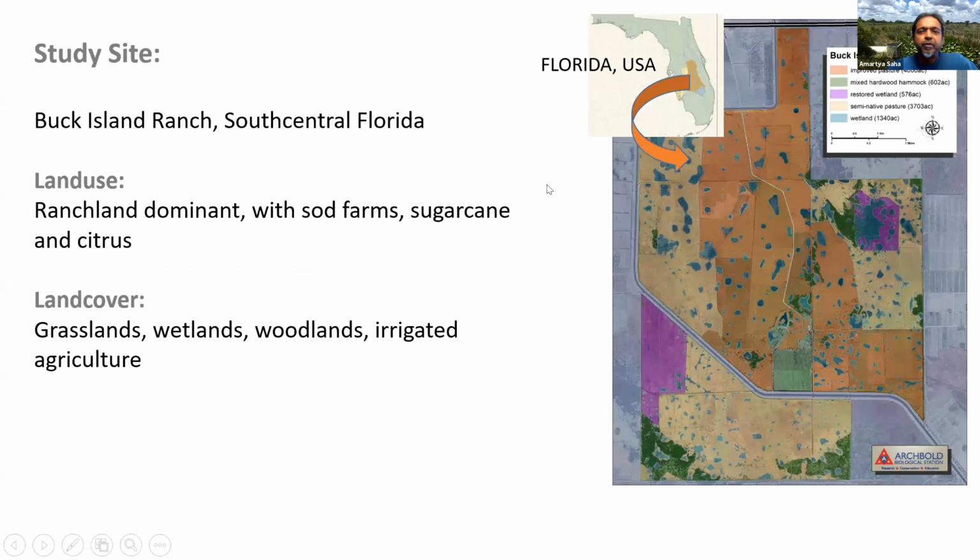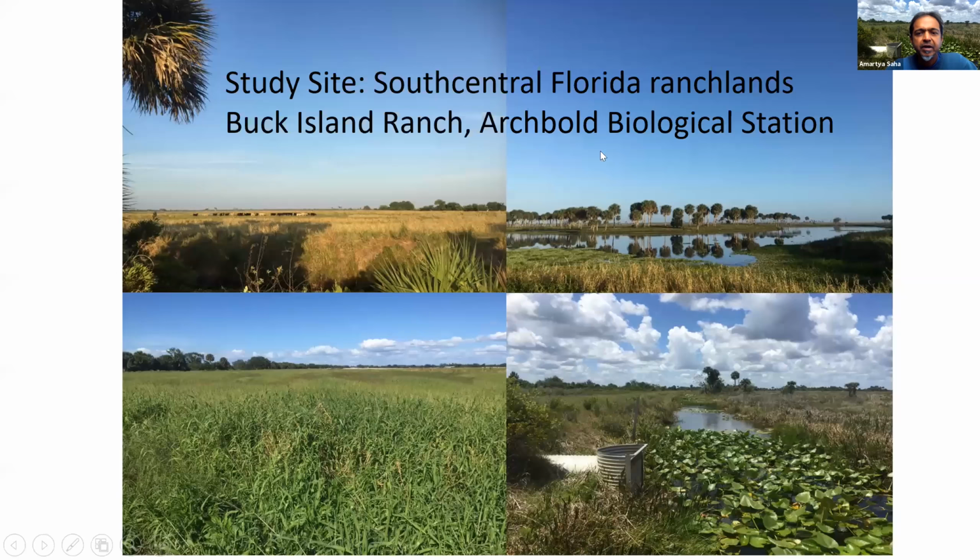So the study site for seeing how these low-cost lysimeters work was Bakalan Ranch, where the dominant land use is basically ranchlands. And the land cover is grasslands, wetlands, woodlands, and there's irrigated agriculture. Just some pictures showing the different land use types in Bakalan Ranch, pastures, wetlands primarily.